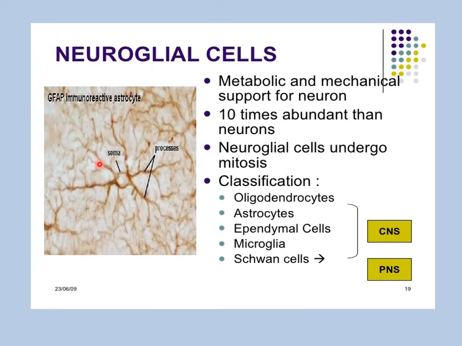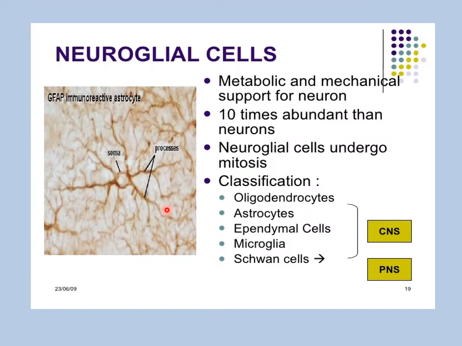The supporting tissue of the nervous system is called the neuroglial tissue. As in other parts of the body, we have the connective tissue, which is the supporting tissue of the organs and the other structures. So in the nervous system, we have the supporting tissue, which is called the neuroglial tissue, and it has certain cells which are called the neuroglial cells. It metabolically and mechanically supports the neurons, and it is 10 times more abundant than the neurons.